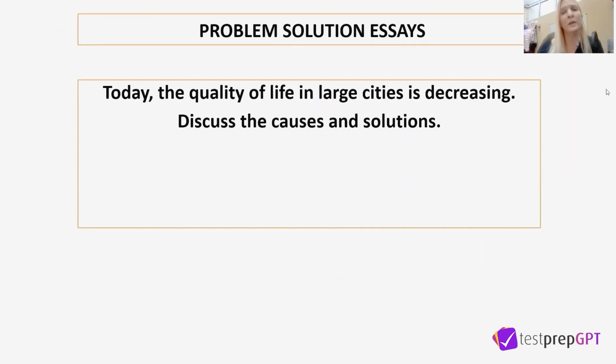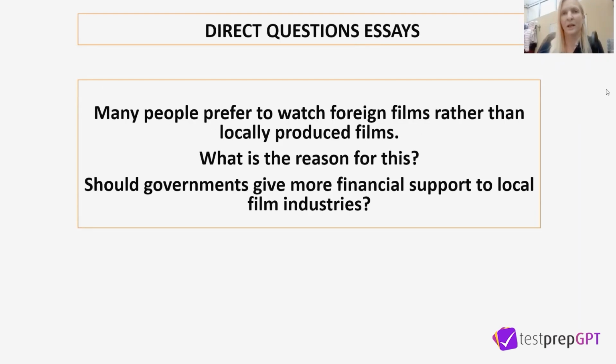Today, the quality of life in large cities is decreasing. Discuss the causes and solutions. So here in this type of essay, you need to present the reasons for a problem and the solutions for a problem. Okay. Direct question essays, you're given a question or sometimes two questions.